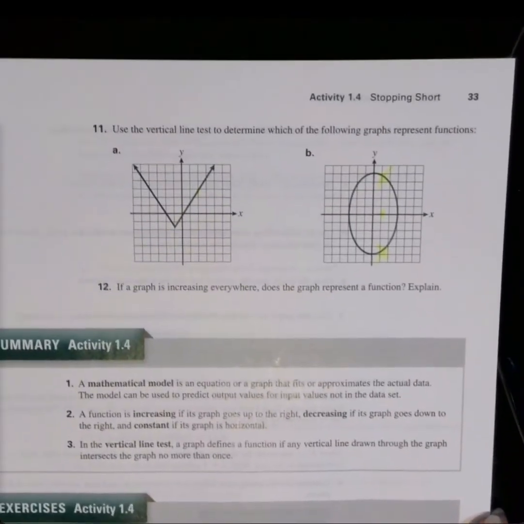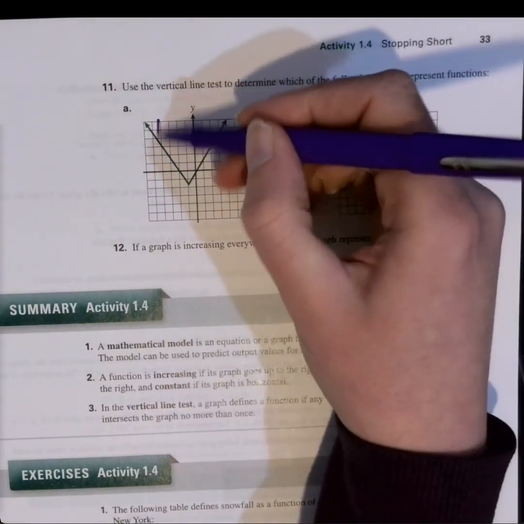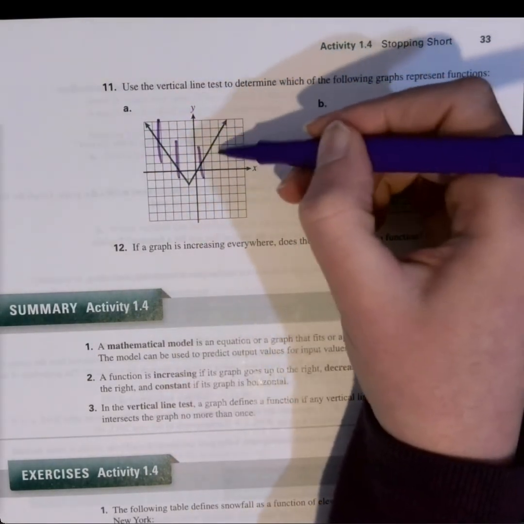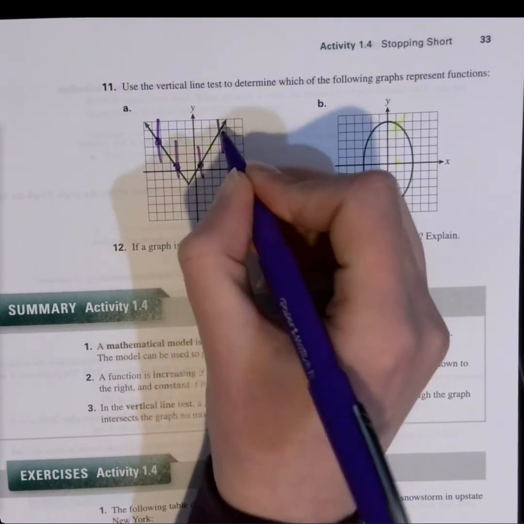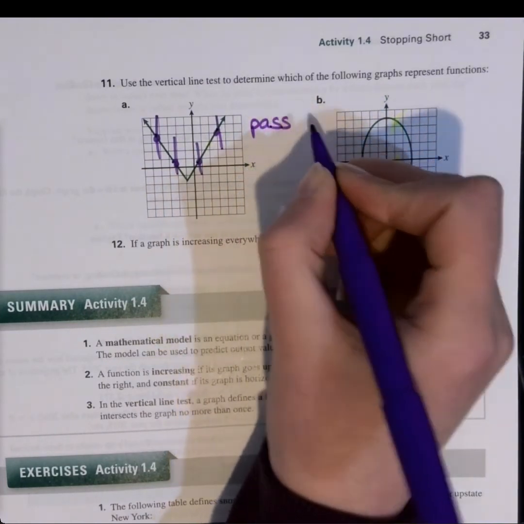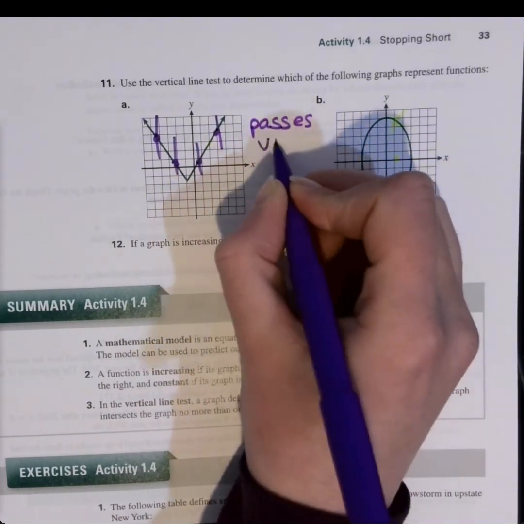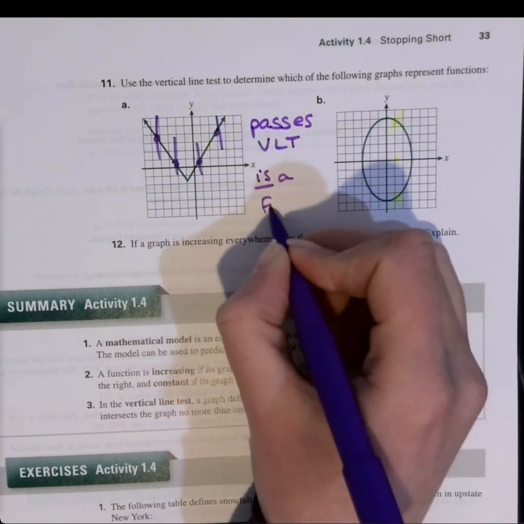Last questions over here on the next page with number 11 and 12. Use a vertical line test to determine which of the following represents a function. So if I drew any vertical line at any point here, they only touch the graph at one single point. So no matter where the vertical line is, it only touches one point. So this passes the vertical line test. So that means it is a function.